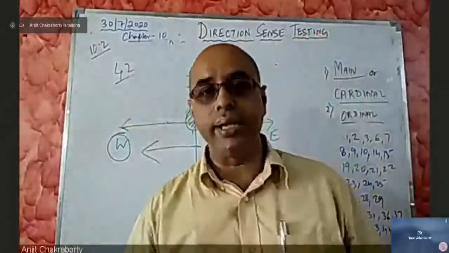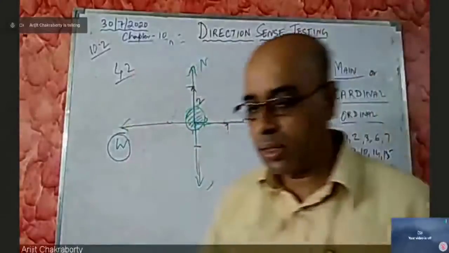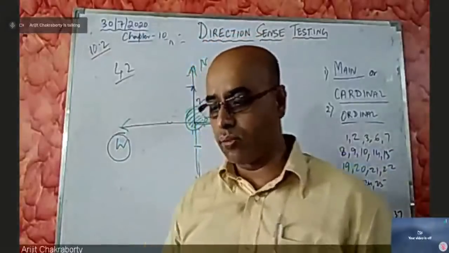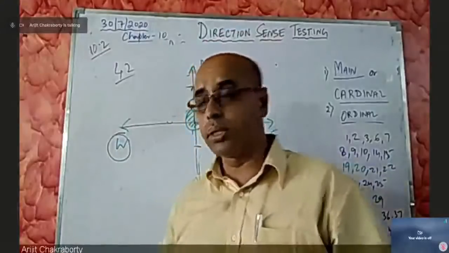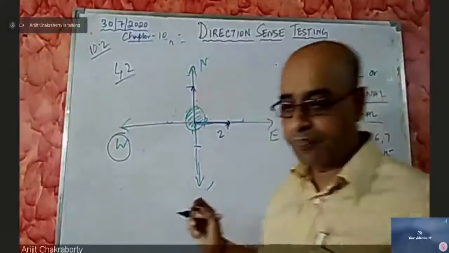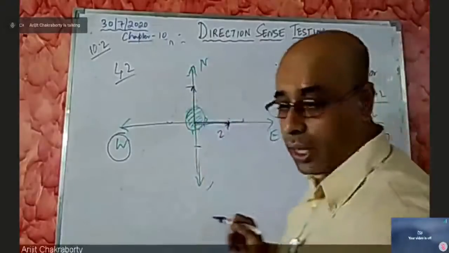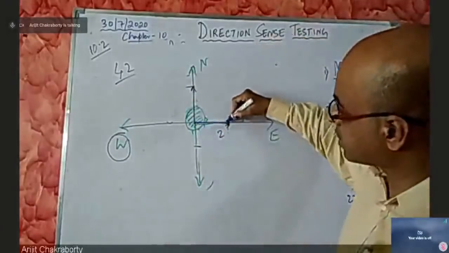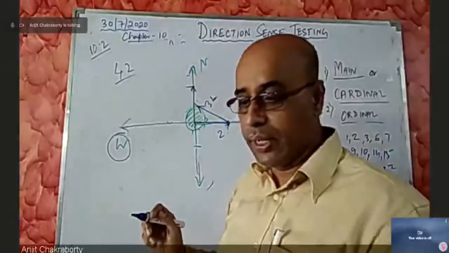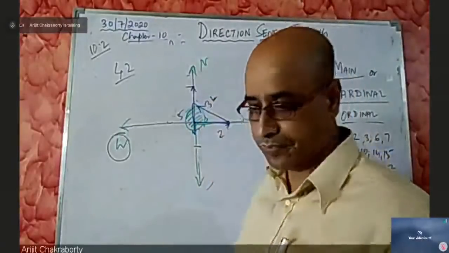Okay, now we take up 43. Roy walks 2 kilometers to the east, then turns northwest and walks 3 kilometers. So 2 kilometers to the east. From here, turns northwest and walks 3 kilometers, in this direction, northwest. Then he turns south and walks 5 kilometers.